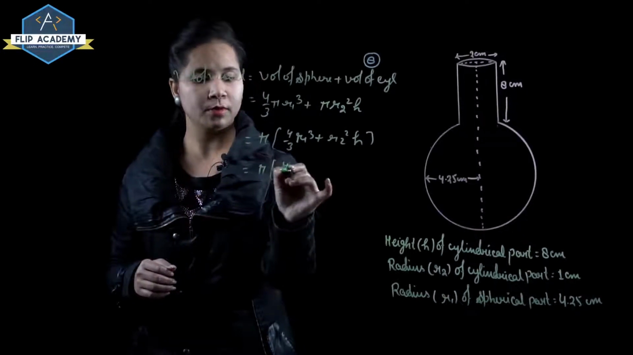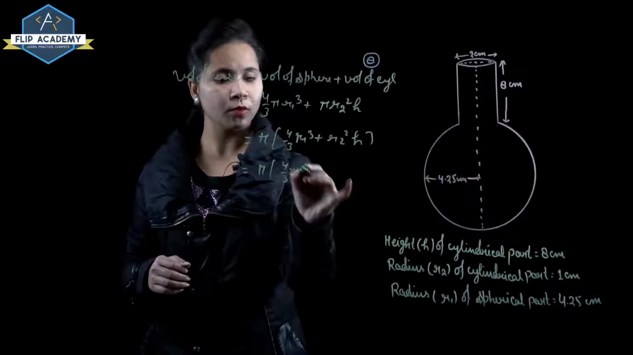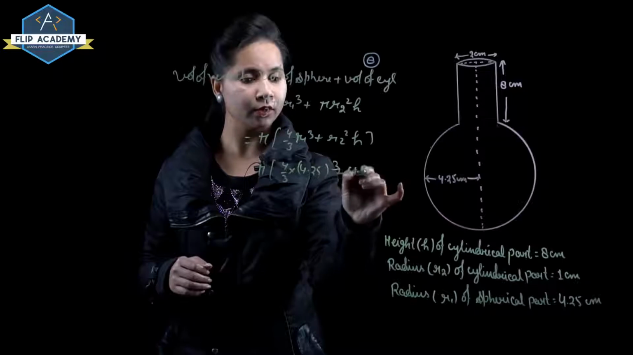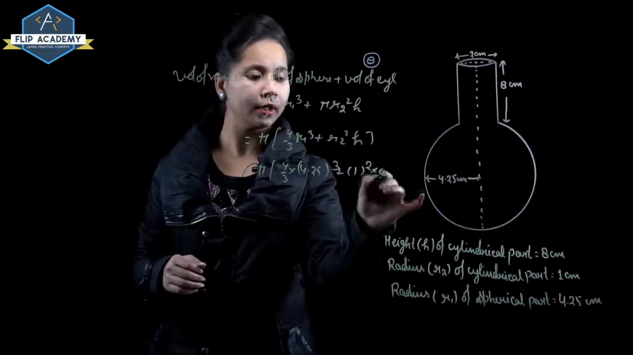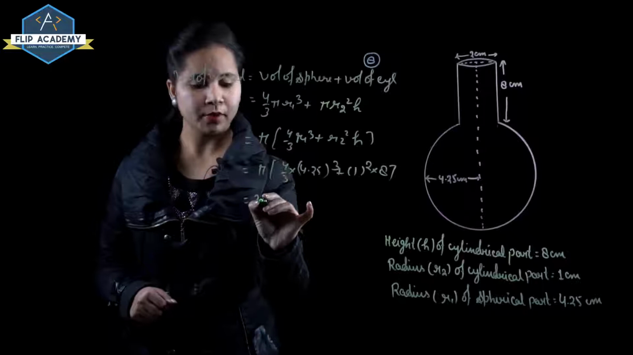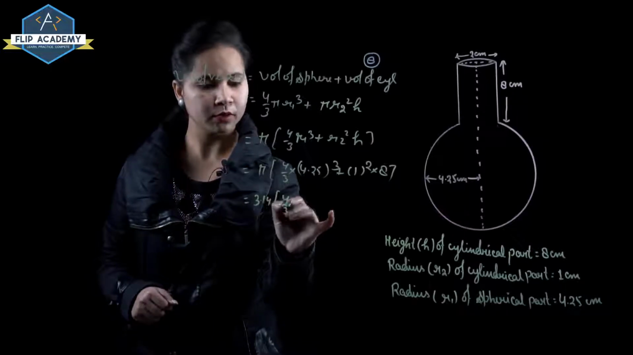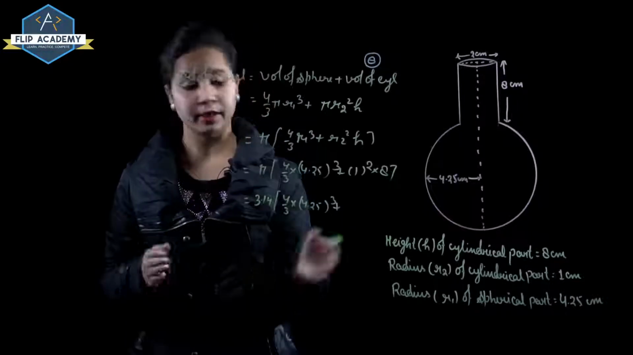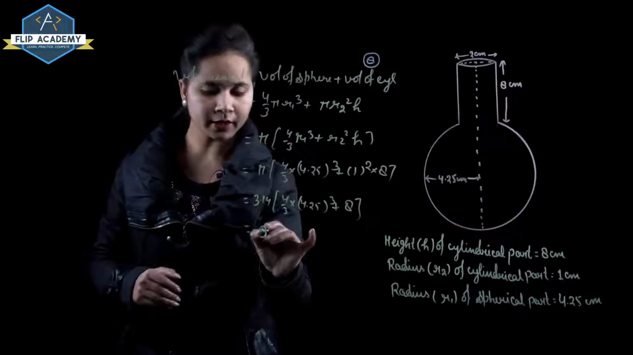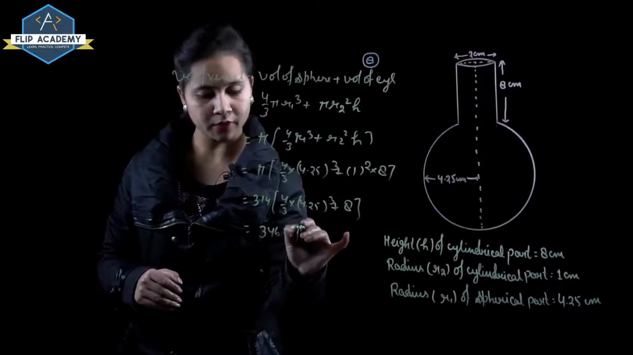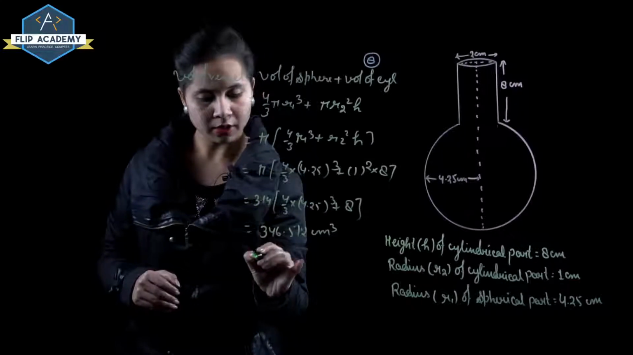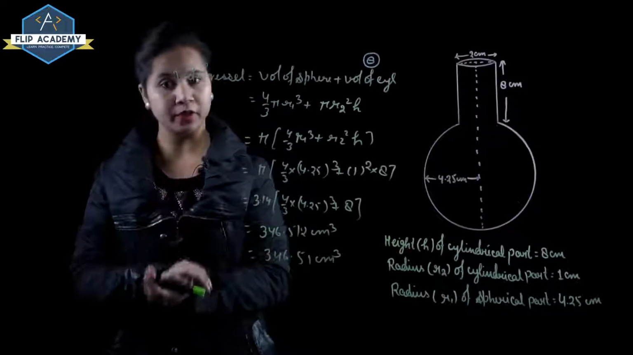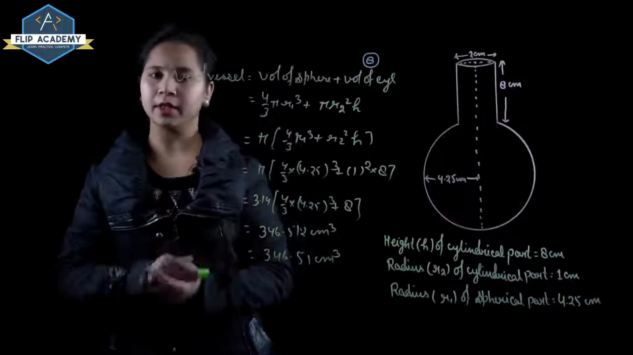Pi into 4/3 r1 की वैल्यू कितनी है, 4.25 whole cube, plus r2 की वैल्यू 1 squared, and h equal to कितना, 8. Now pi की वैल्यू 3.14, within bracket 4/3 into 4.25 whole cube plus 1 squared into 8. इसे सिंप्लीफाई कर देंगे, कितना आ जाएगा, 346.512 सेंटीमीटर क्यूब, और 346.51 सेंटीमीटर क्यूब. It doesn't equal to 345. It means she is wrong, and question number 8 is complete here.